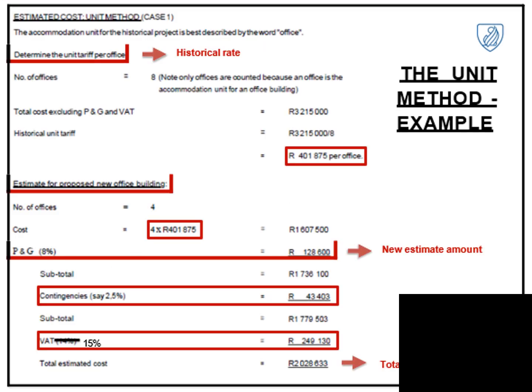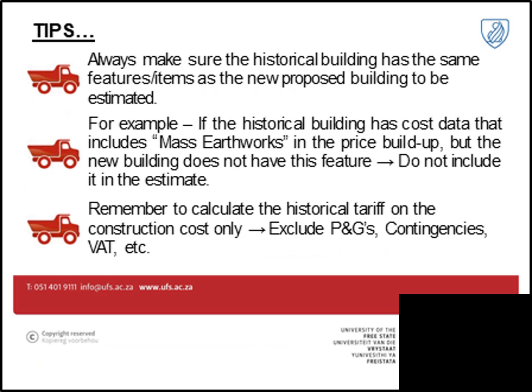But it's very simple. You take your historical data, you exclude your P's and G's, and you divide it by your 8 offices. You get your rate per office, and you times it with your new building's number of offices, and then you will add your contingencies depending on how confident you are with your estimate, and you will add your P's and G's as well as your VAT to that to get to your new estimate. So very important, make sure that your historical data has the same features as proposed.